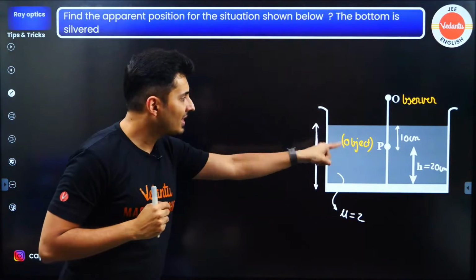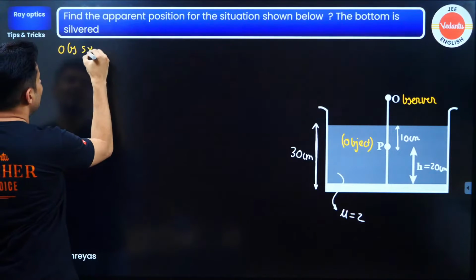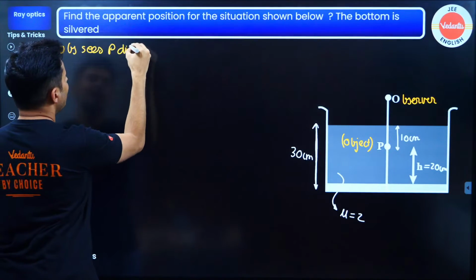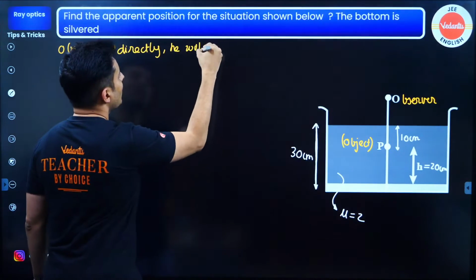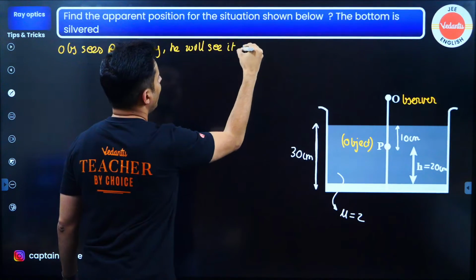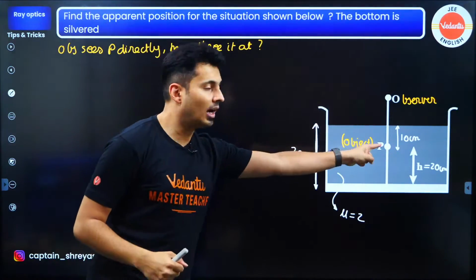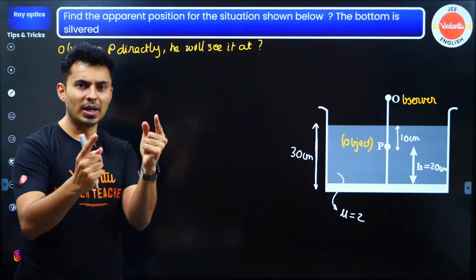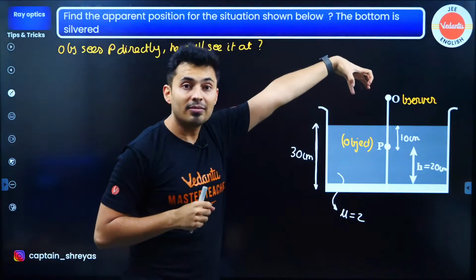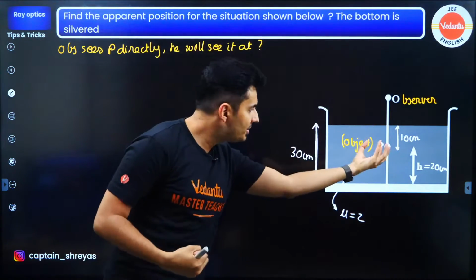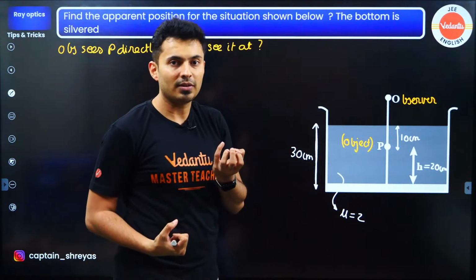First question. If the observer sees P directly, he will see it at which point? Where do you think he will see that point P? Come on, my dear students, think about it. This is a question on apparent depth. The observer is in a rarer medium and the object is in a denser medium, so the object will come closer to the surface.